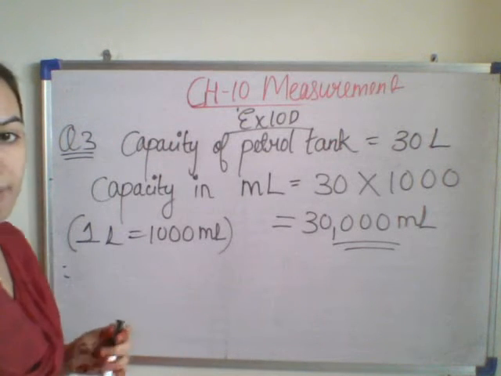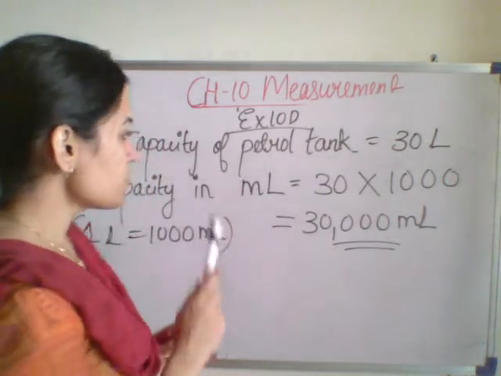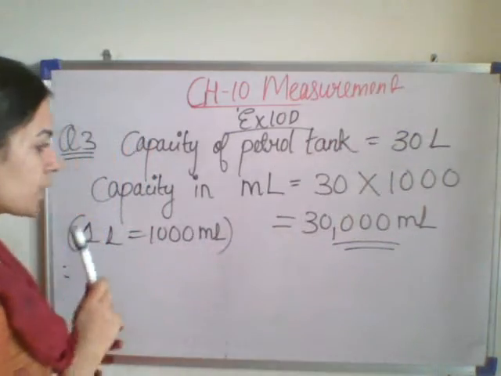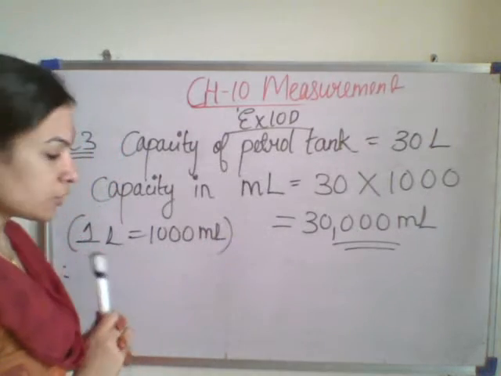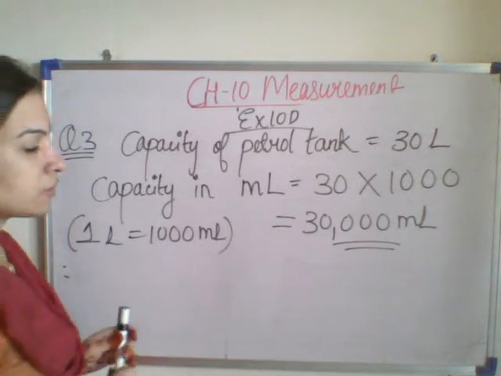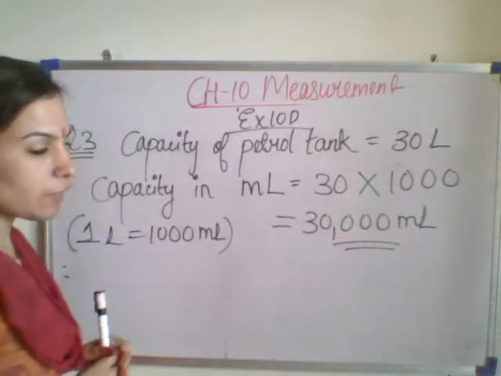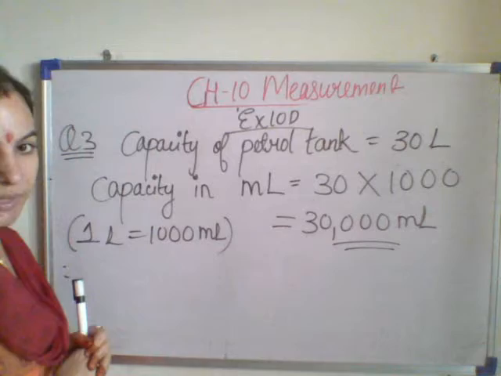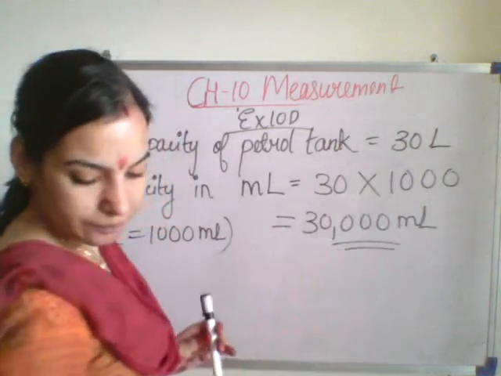Let us again revise this question. Capacity of petrol tank, it is given in the question. It is 30 liters. We have to find the capacity in milliliters. So 1 liter has 1000 milliliter. So 30 multiplied by 1000. So what is the capacity of petrol tank in milliliters? It is 30,000 milliliter.